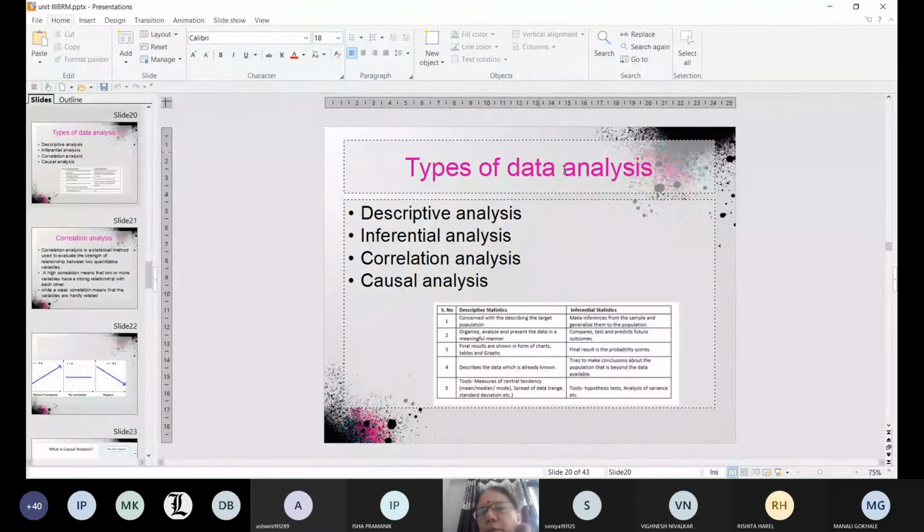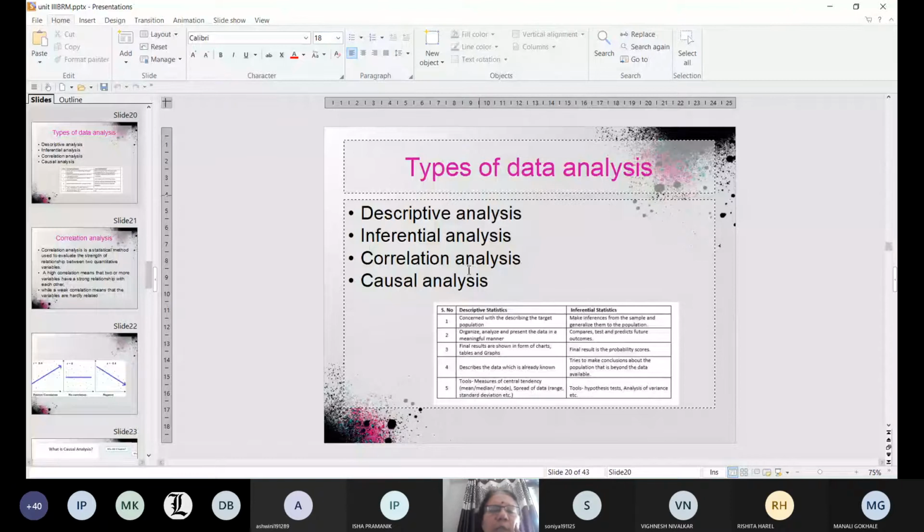Data analysis is of 4 types: descriptive, inferential, correlation and causal. From the name itself you will understand the meaning. Descriptive analysis is the data analysis where detailed descriptions are given. Inferential analysis is where you come to some conclusion or some inferences from the sample and you generalize it for the population.